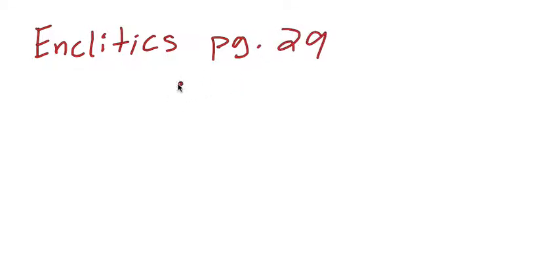Okay, so what is an enclitic? An enclitic is basically a small word that you add on to the first word in a sentence, or possibly another word in a sentence. And there are two enclitics that we have learned in this chapter, and the first one is the enclitic ne. And the enclitic ne is basically a question mark in Latin. It turns a statement into a question.